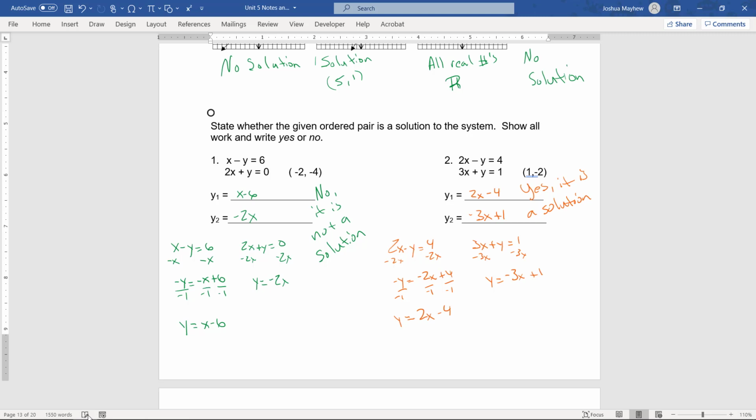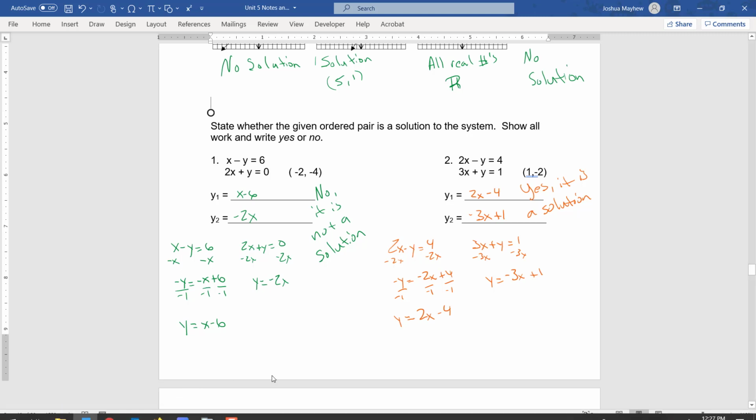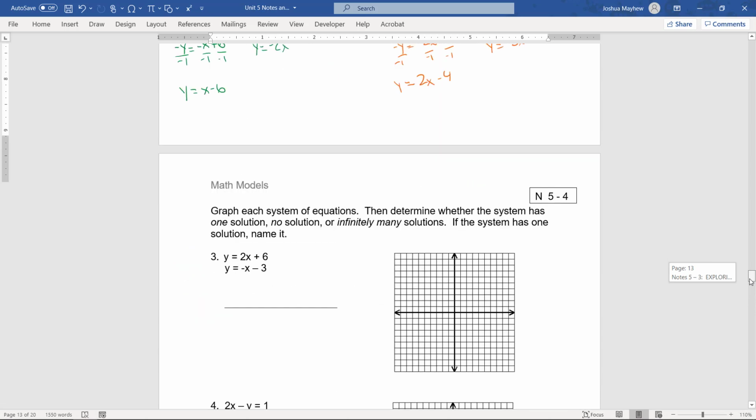Okay, it is a solution to those equations. We're looking for the point of intersection, or the point that makes both equations true. All right, let's move to the second page.